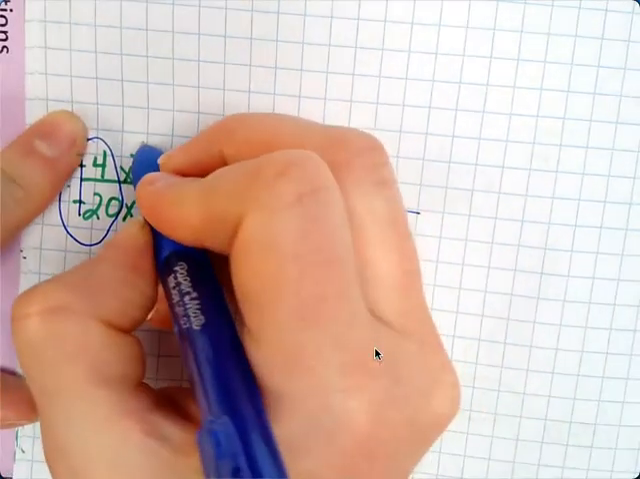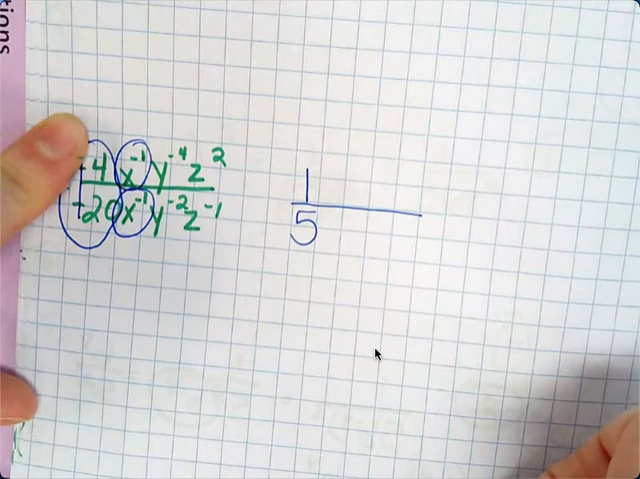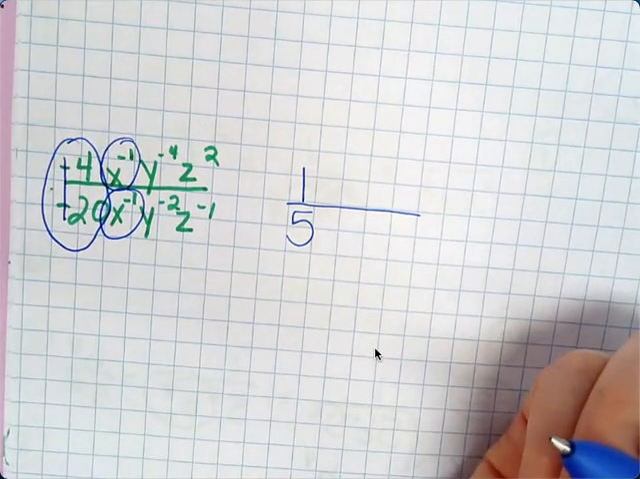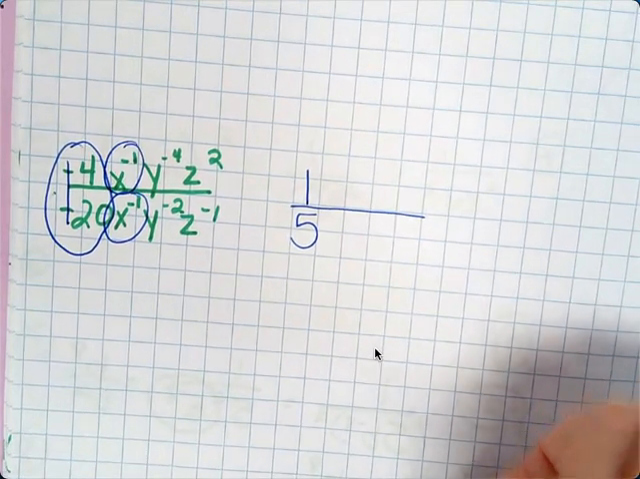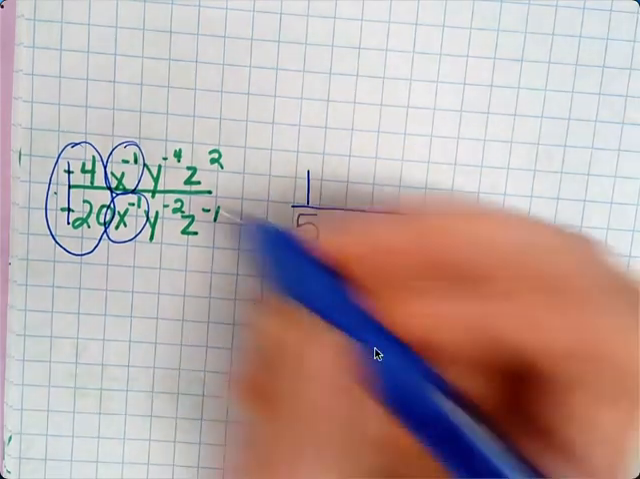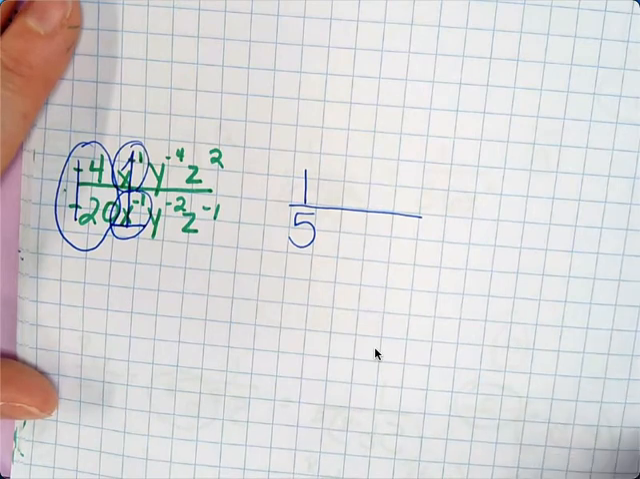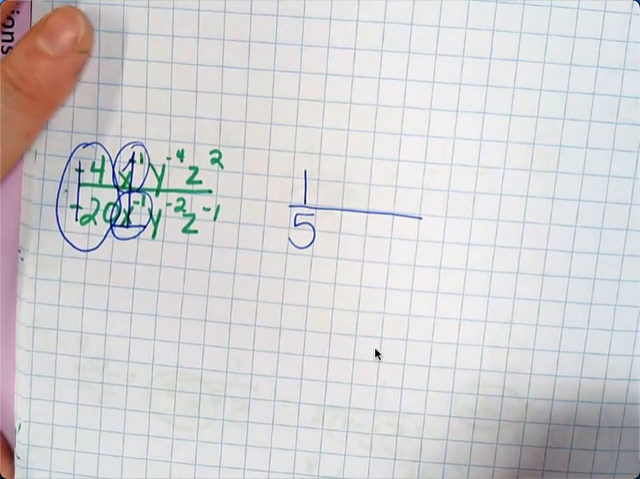What about the x's? X to the -1, x to the -1. Do I need to move it from top to bottom, bottom to top if they're the exact same? Because what happens whenever you have the same thing on top, same thing on bottom? Yep. It equals 1. You can simplify it out. So we don't even need those x's. You don't need your x.